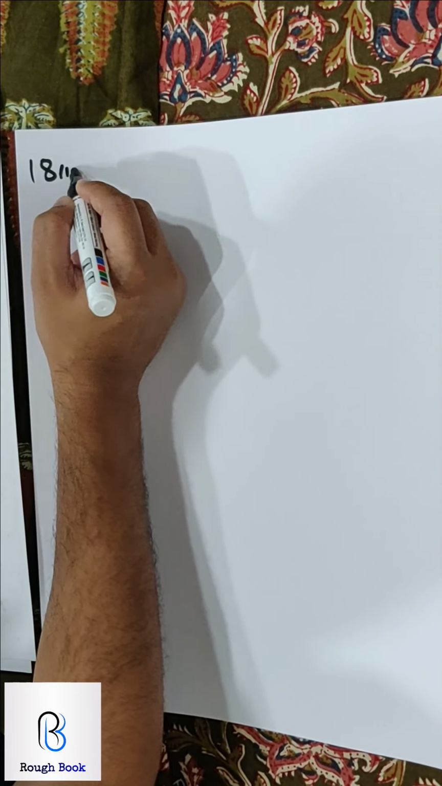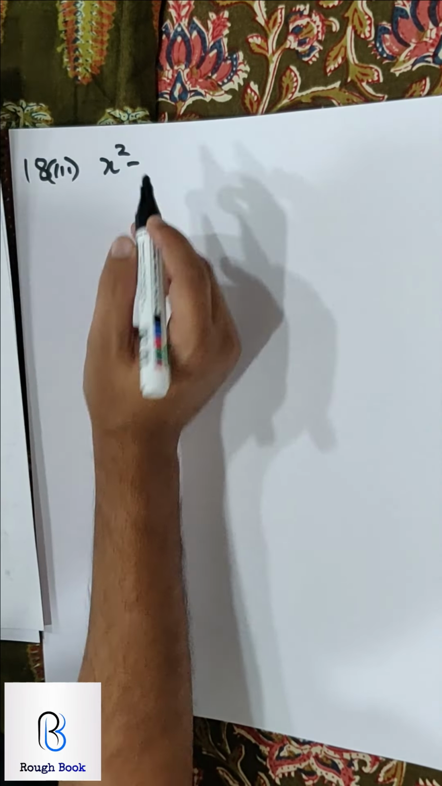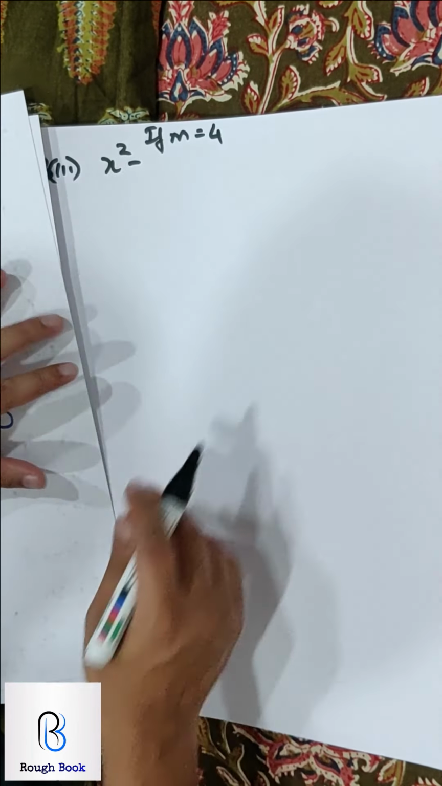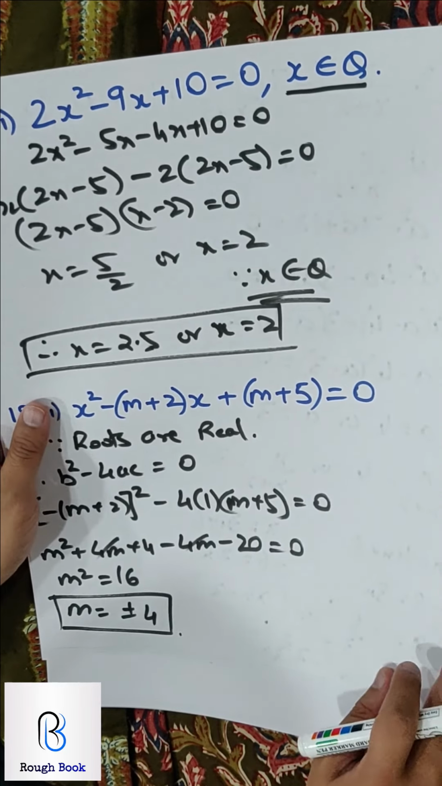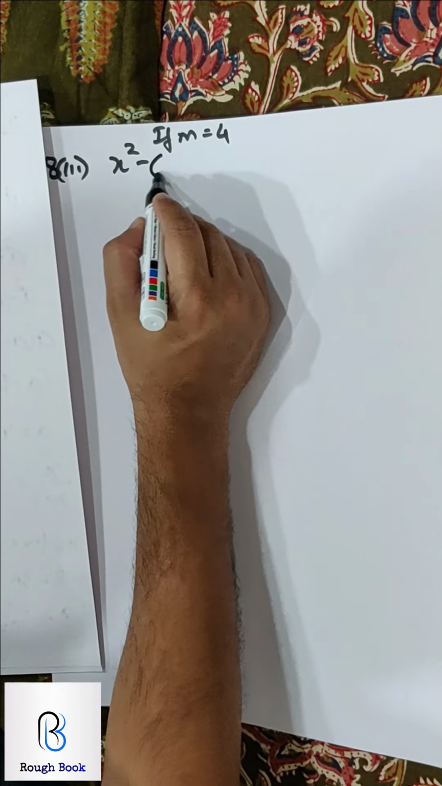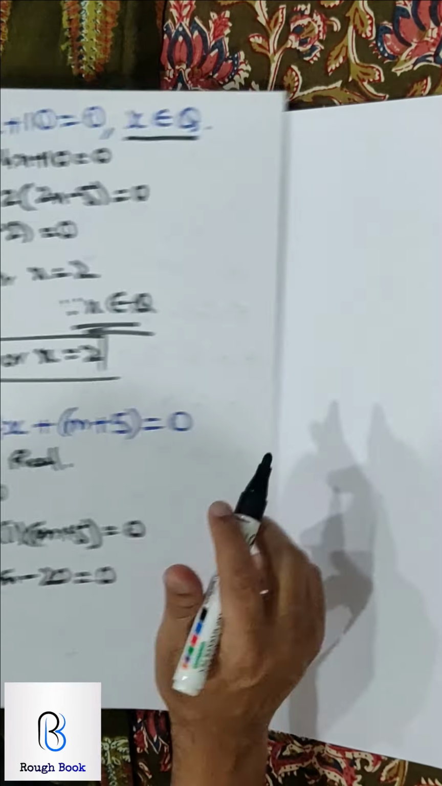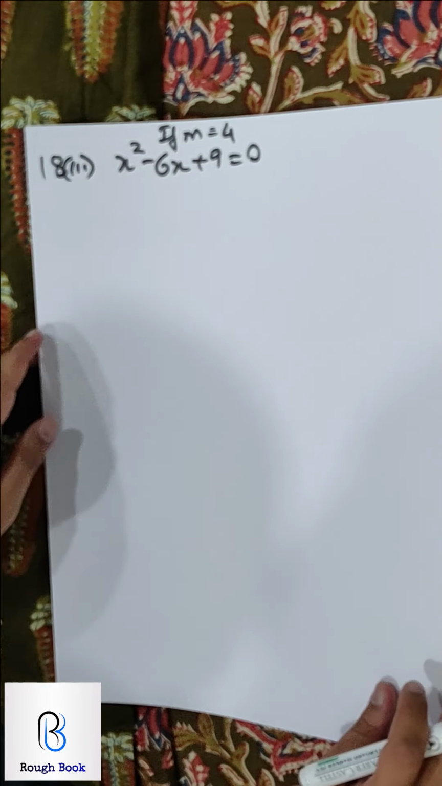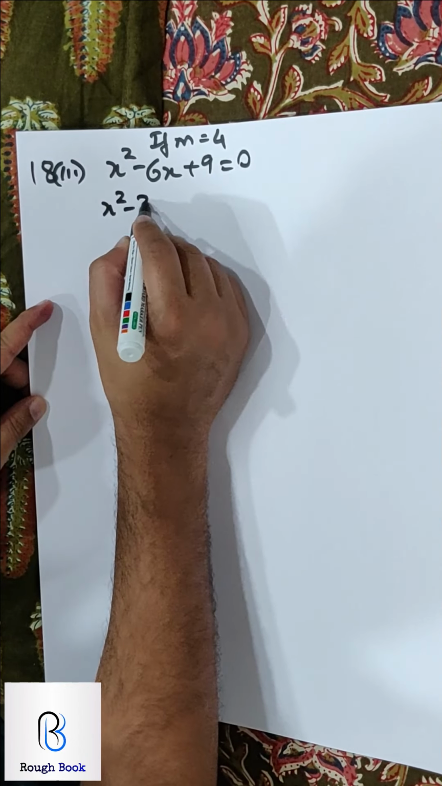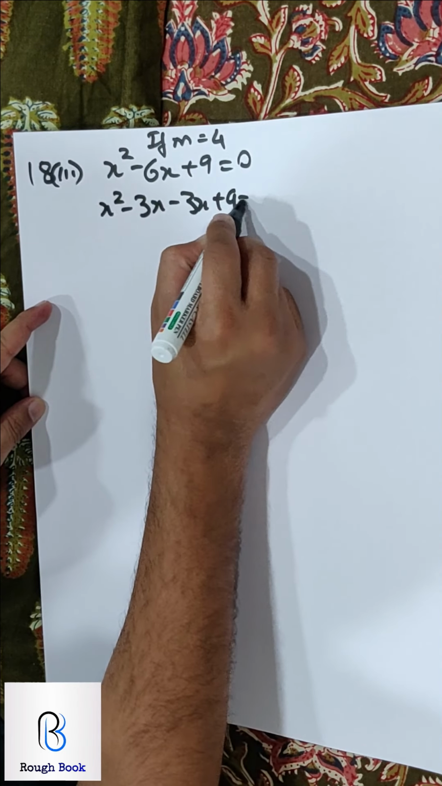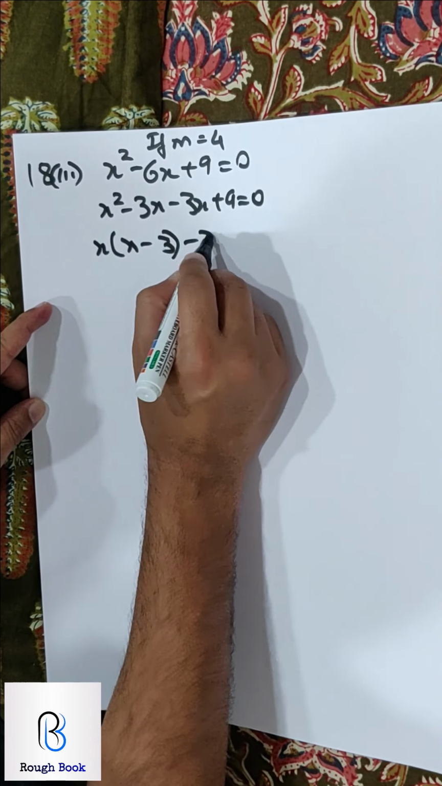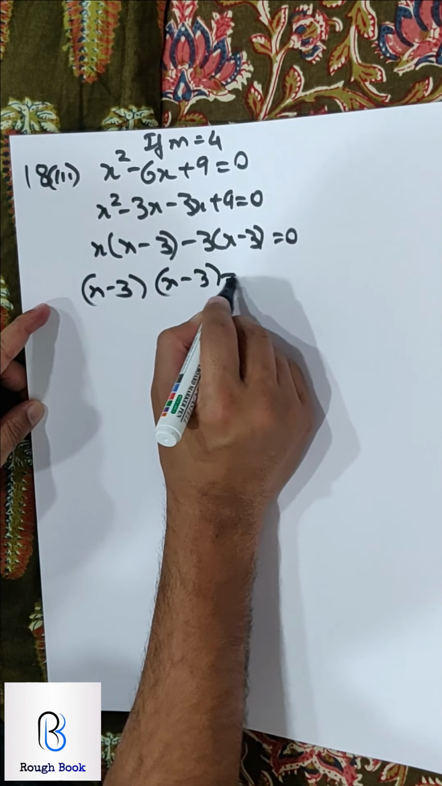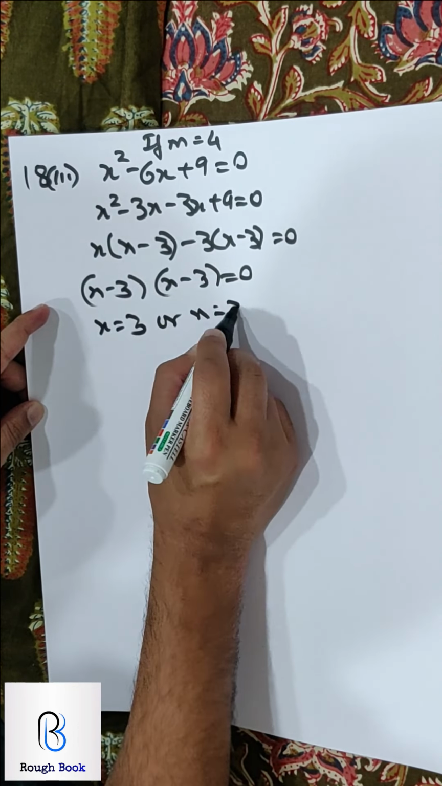So 18 part 3, it will then become x square minus 4 substituted. So you say if m is equal to 4, because it can be even minus 4. So right now we are taking only 4. So 4 plus 2 becomes 6x, 4 plus 5, 9. And now split the middle term if possible. So yes, it is possible, 3 3s are 9. So I will get x square minus 3x minus 3x. So it will become x common x minus 3 minus 3 common x minus 3. So I will get x minus 3 x minus 3. So basically x is 3 or x is 3. So x is 3 only.